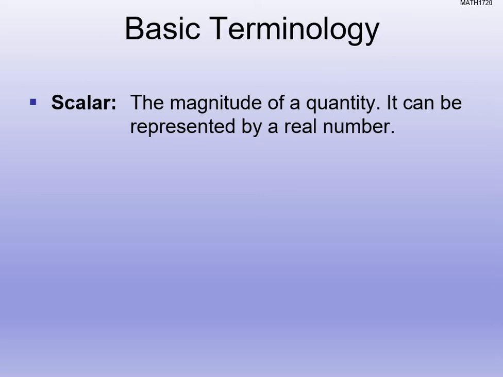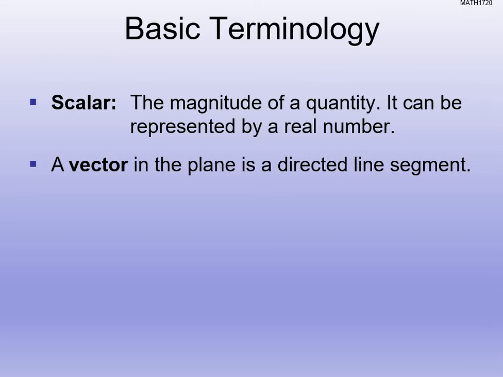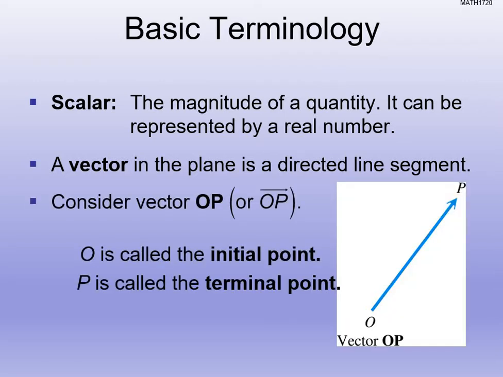So scalar, we're going to apply this to vectors as well, but you've also done it with like a linear equation, right? Like 2x times 4x, or 10x or something like that. So scalar, it's the magnitude of a quantity, all right, and we can represent it with a real number. A vector, okay, is just in a plane. It's a directed line segment, not a line, but a line segment. So we go from point A to point B, or from point B to point C. We have finite ending points when we go through it.